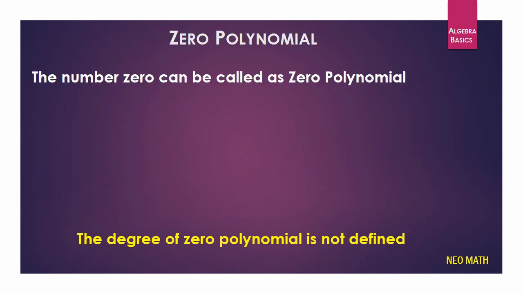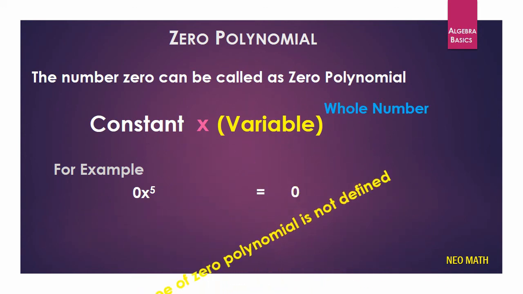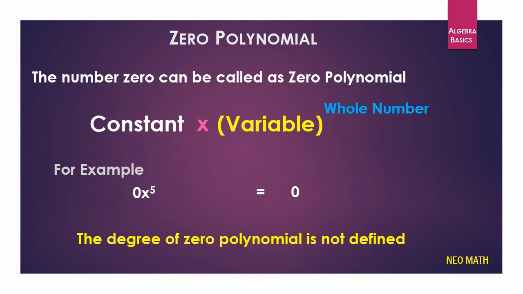The number 0 can be called the zero polynomial. The structure of the zero polynomial is a constant times a variable to the power of a whole number. For example, 0 x to the power 5 is 0. The degree of the zero polynomial is not defined. It is very important: the degree of the zero polynomial is not defined.